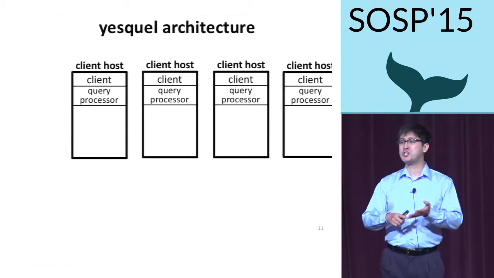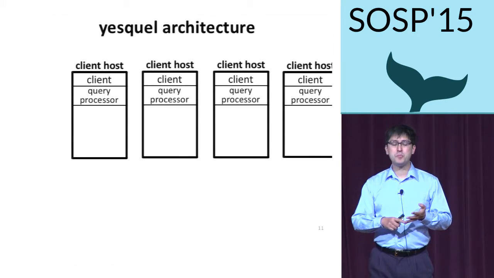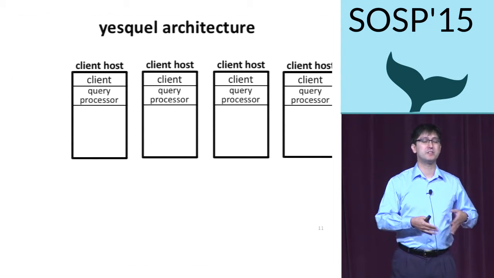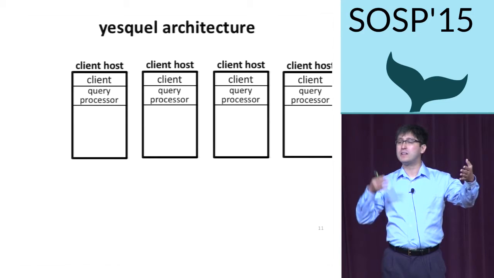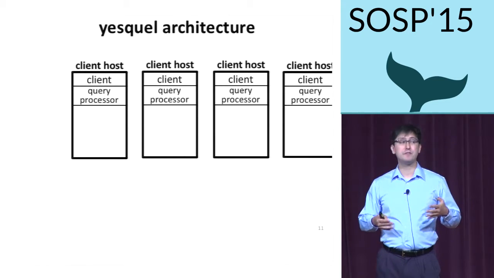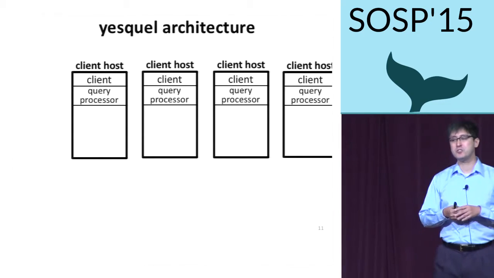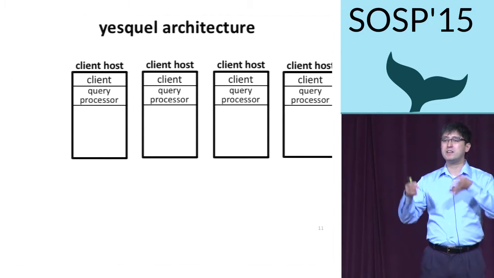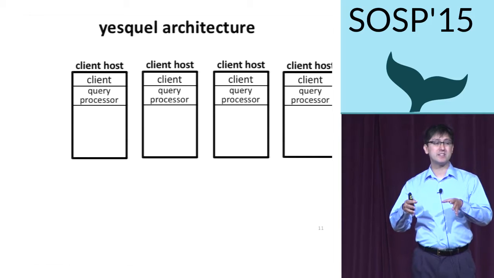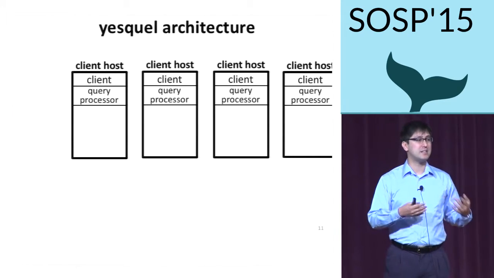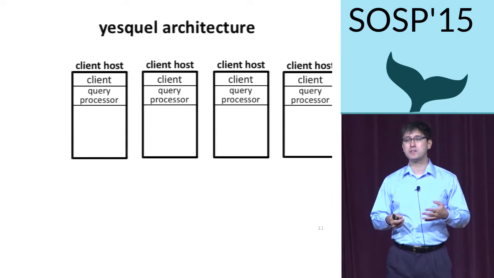Moreover, because each client has a query processor, the query processor is a user library that links directly to the application so that the client can call the query processor by just making a function call. This is in contrast to a traditional database system where the database and the query processor run as a separate process, and the client requires inter-process communication to access the query processor, which is much slower than a function call.